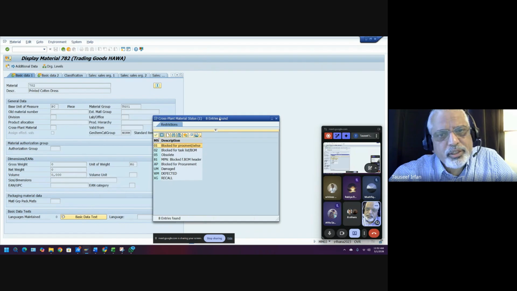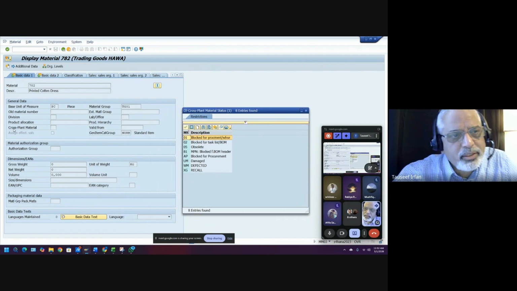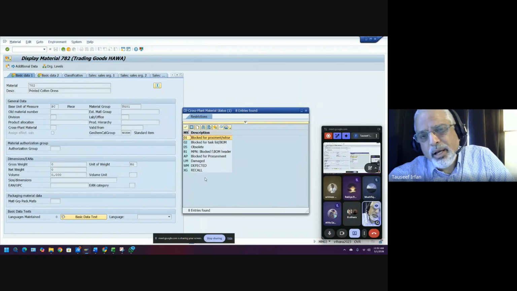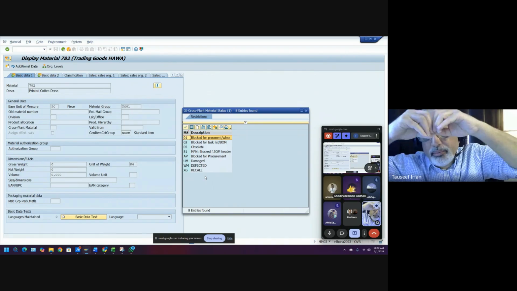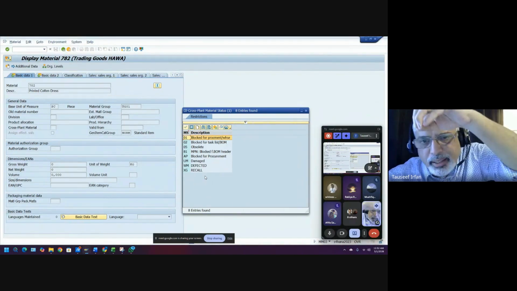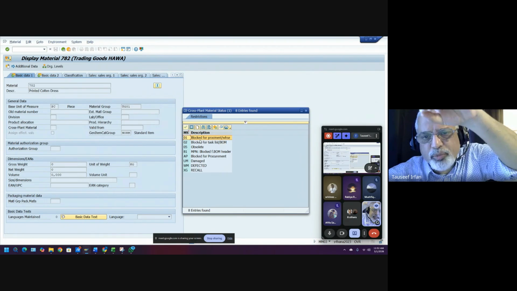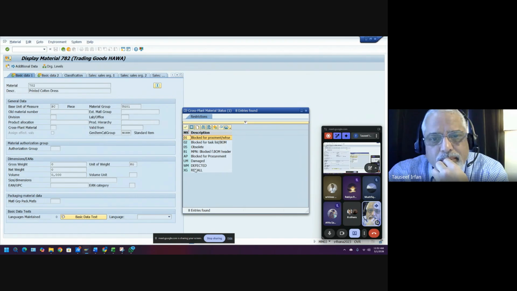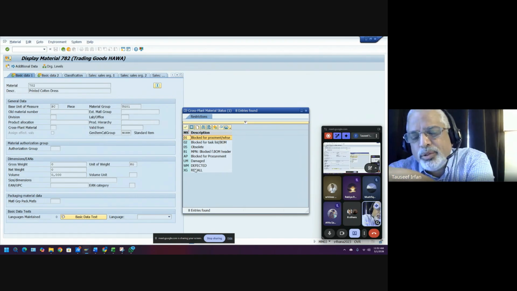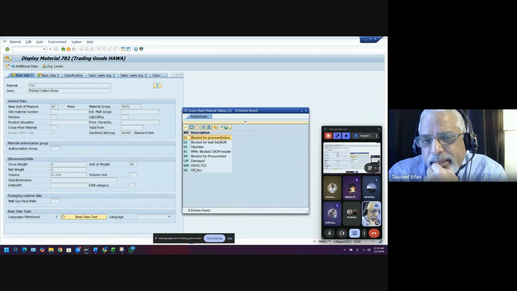See, this is the material status. Cross plant is a material status. You can set the material status at the client level. So if you set it at the client level, saying this material is obsolete or defective or a recall is happening, what will happen if you set it to recall? No plant will be able to sell it because it's set under recall.